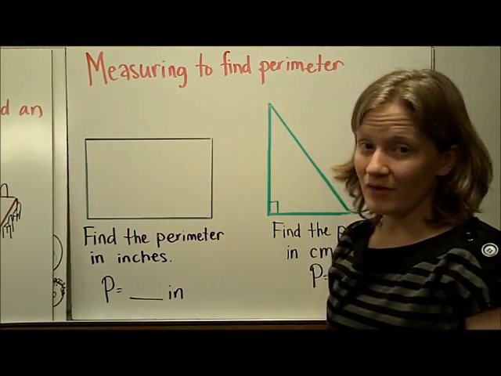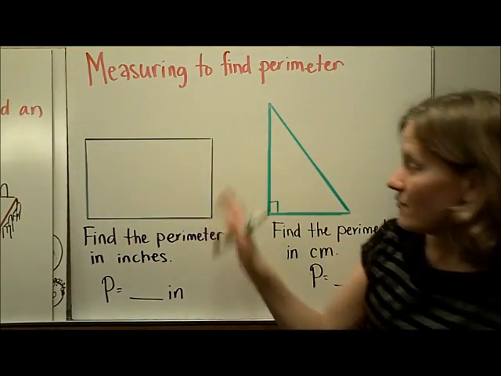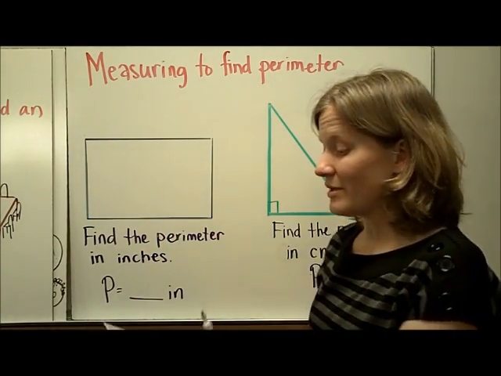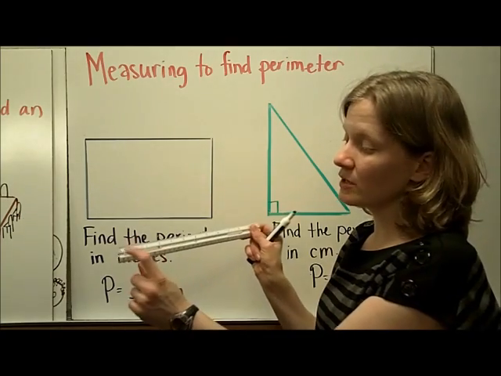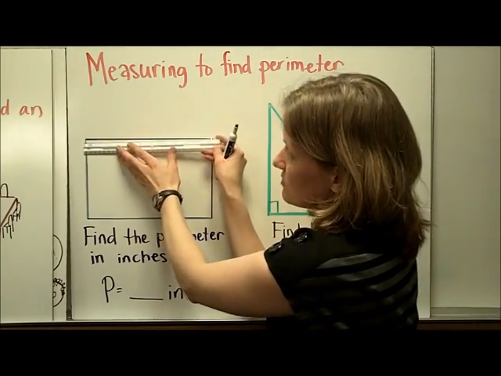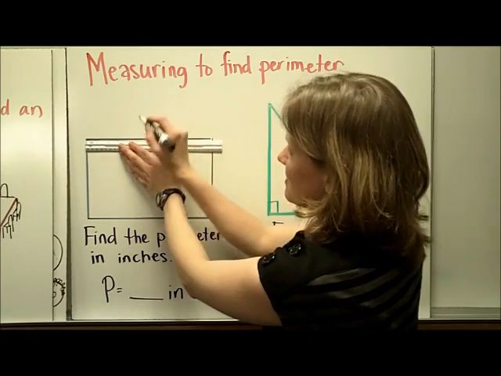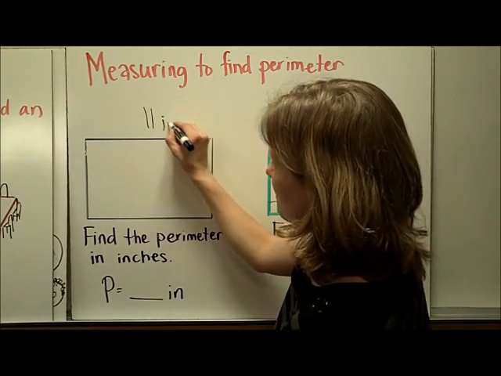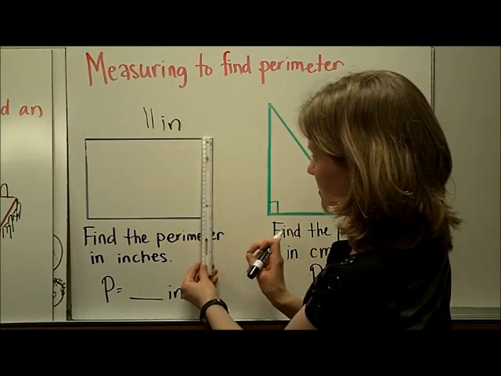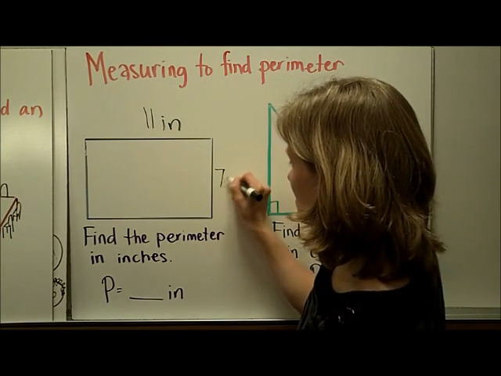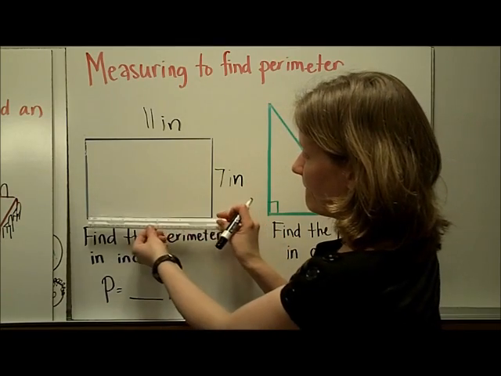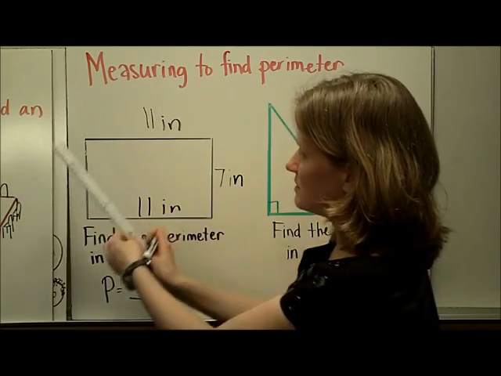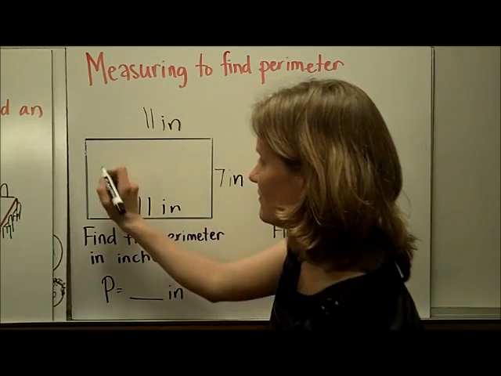The second way that you can find the perimeter is by measuring. If you have a rectangle here and you've been asked to find the perimeter in inches, then you would just want to measure each side. So I'm going to use my inch ruler. I'm going to start it at the 0 because this ruler has a 0 marked. And this top edge is 11 inches long. This edge is 7 inches long. We have 11 inches, and this edge is 7 inches.